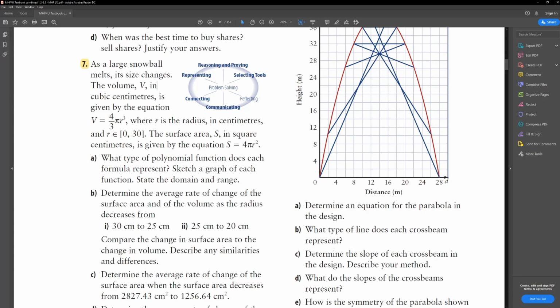Now for part A, we have, what type of polynomial function does each formula represent? Well, the first one is a cubic function, since we have a degree of 3. Then we have a quadratic function, since we have a power of 2. It says to sketch the graph of each function and state the domain and range.